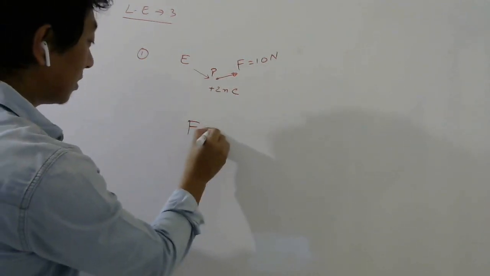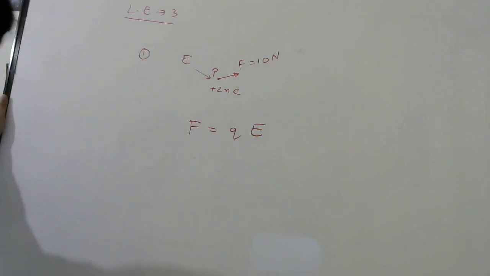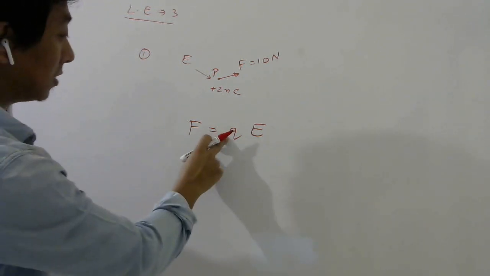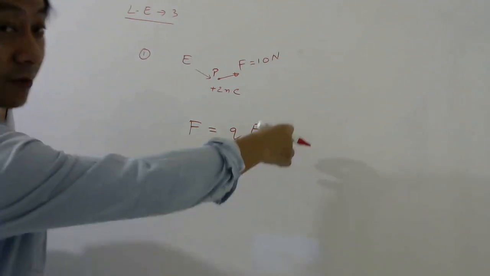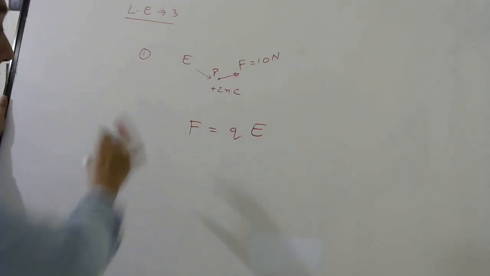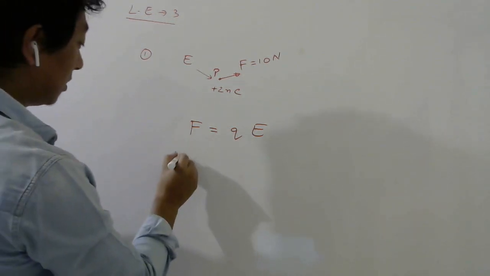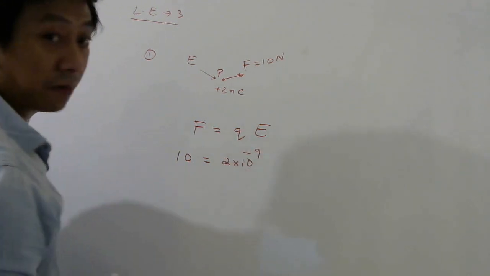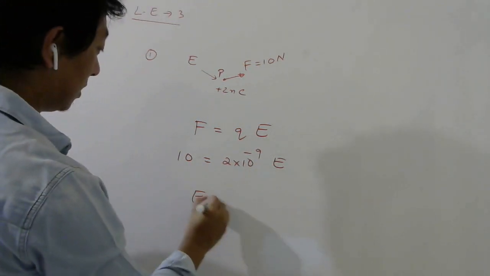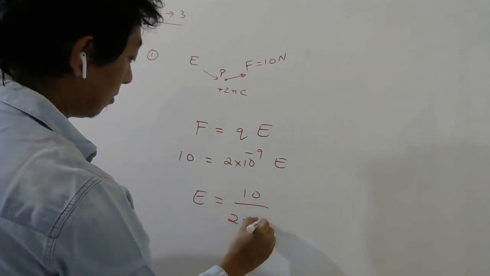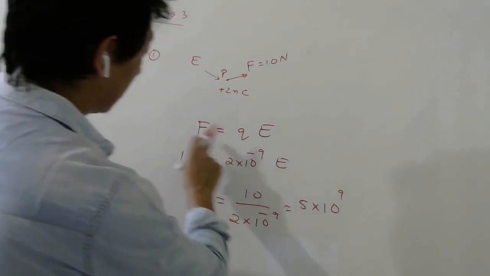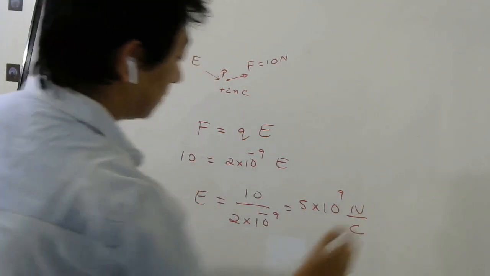The force formula, just now I told you, is Q into E. And this Q is the charge which feels the force. E is due to another charge, which they have not mentioned in the question. So force is 10 Newton. The charge which feels the force is 2 nanocoulomb, means 2 into 10 power minus 9 into E. So what is E? 10 divided by 2 into 10 power minus 9, which is 5 into 10 power plus 9. Unit will be what? Force by charge, Newton per coulomb.